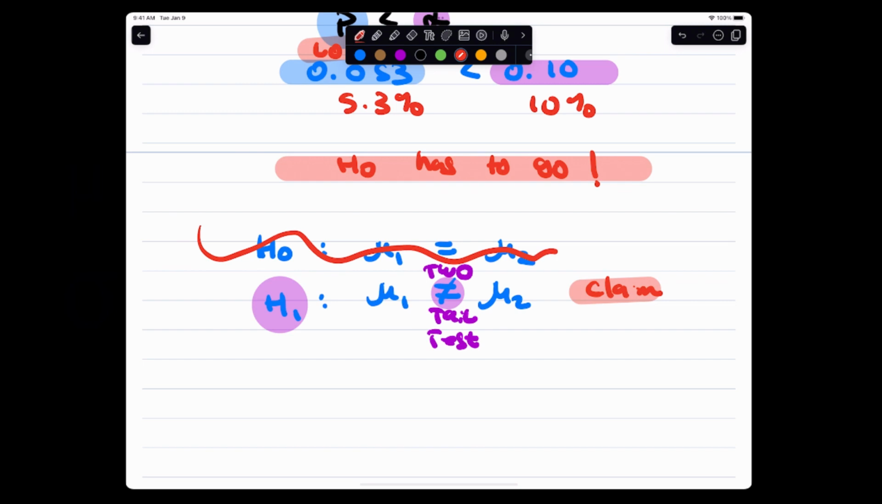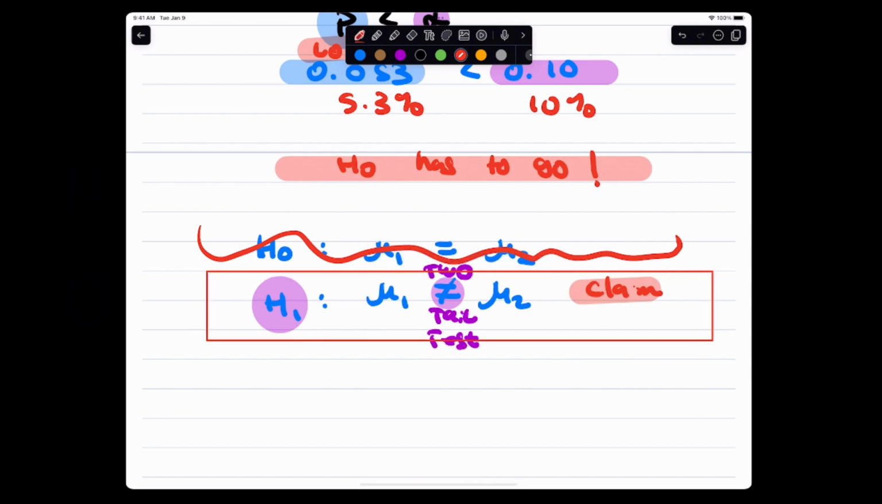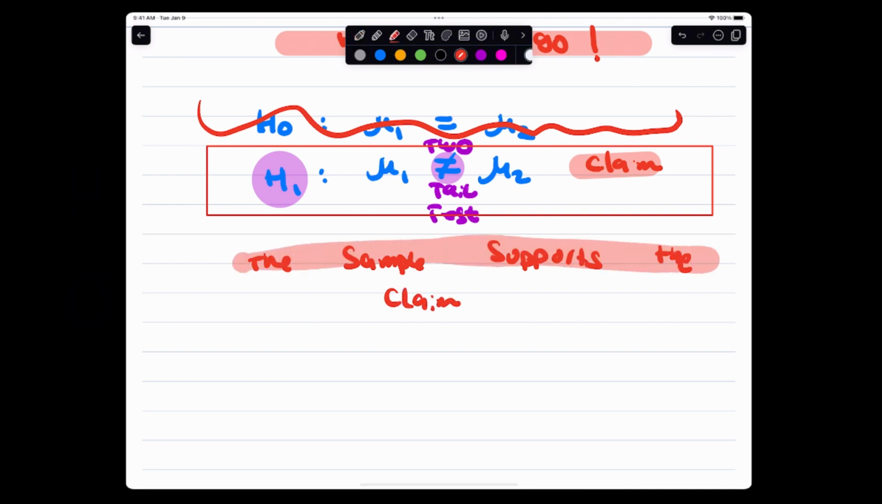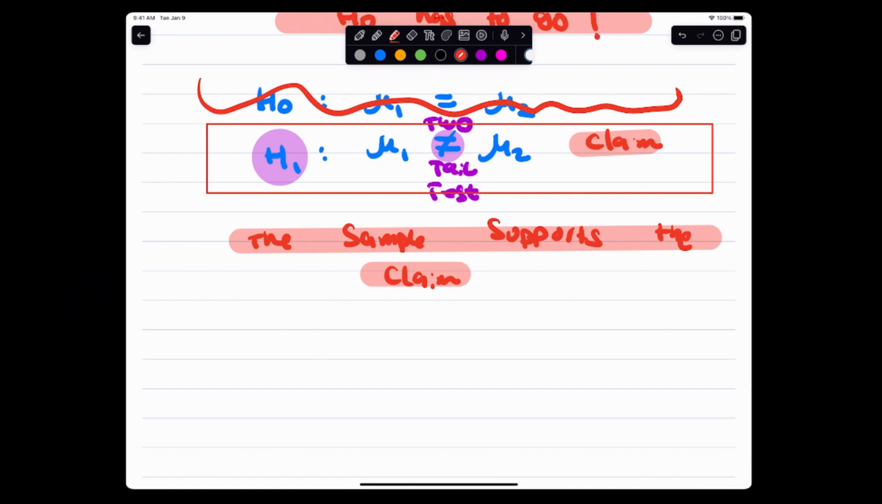The null has to go. And when the null goes, you accept the what? Alternate. And what's the alternate mean? What does that mean, ladies and gentlemen? Now, the sample what? Supports the what? The claim. Easy peasy, lemon squeezy. Okay, so I just want to share that with you guys.